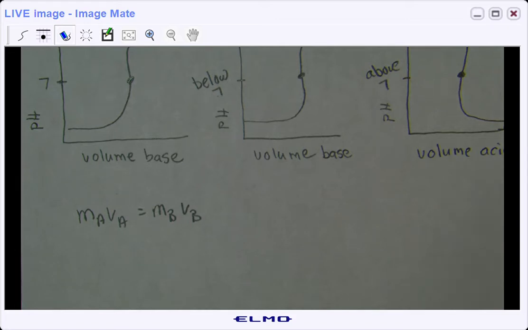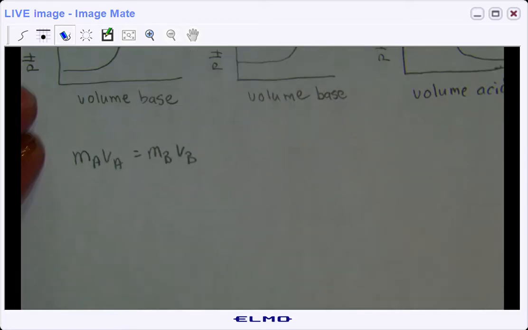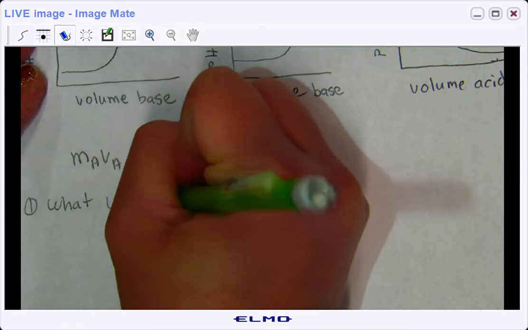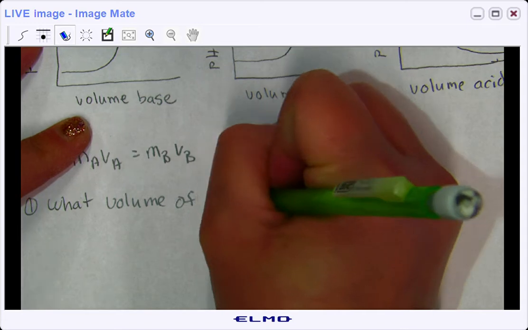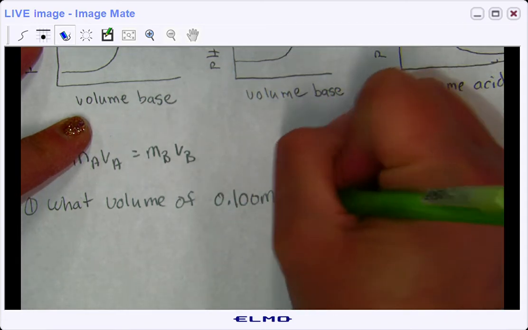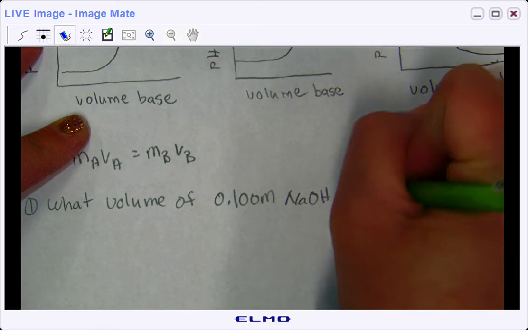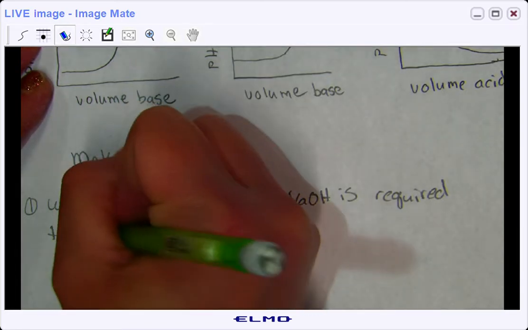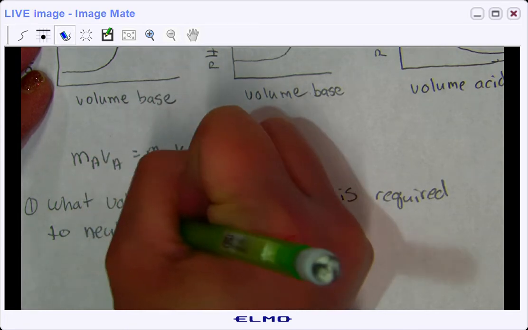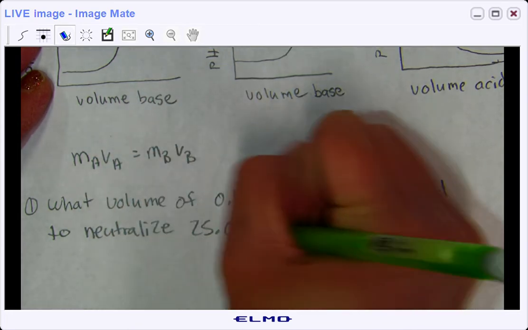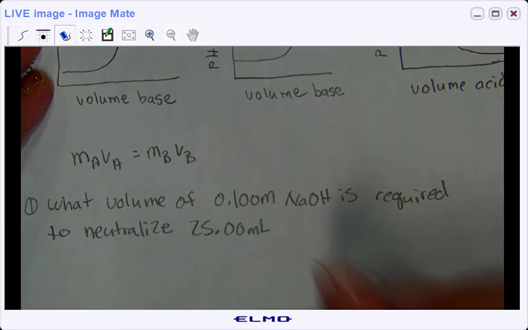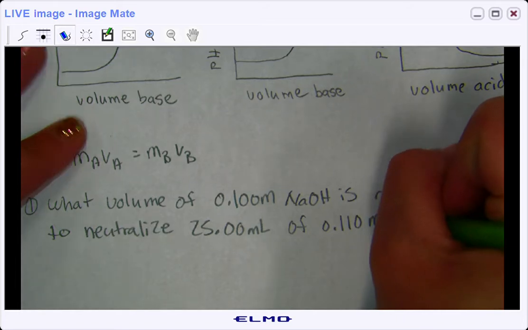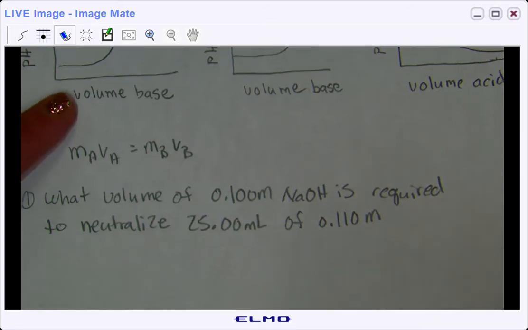All right, and let's take a look. Let's say, what volume of 0.1 molar sodium hydroxide is required to neutralize a 25 mL sample of a 0.110 molar hydrobromic acid.